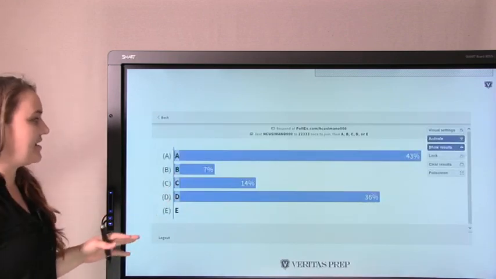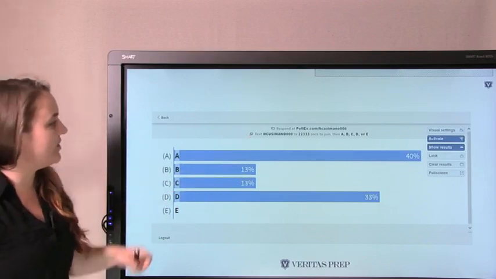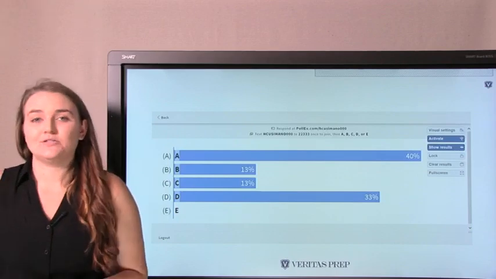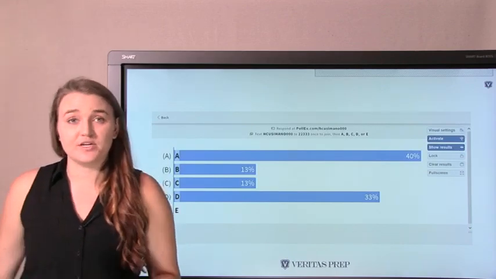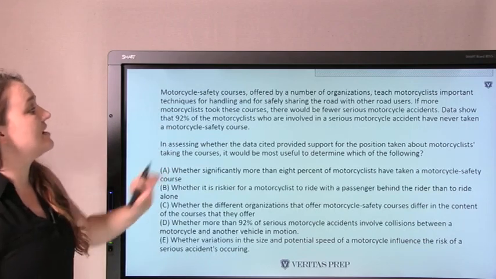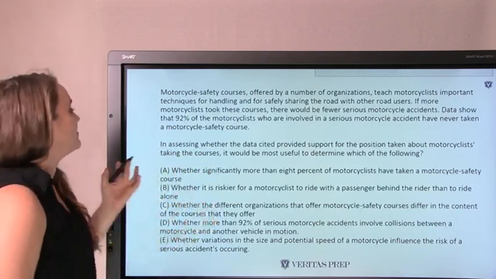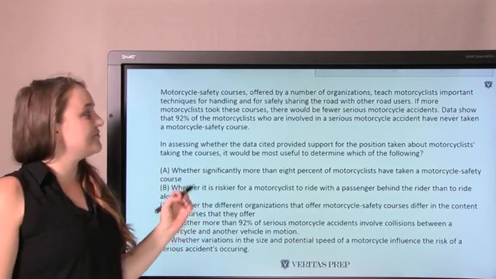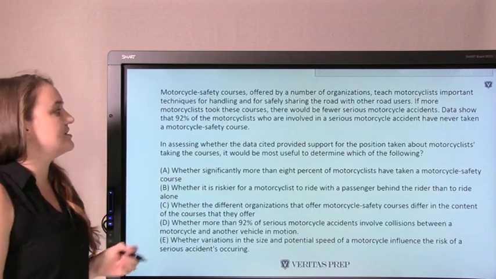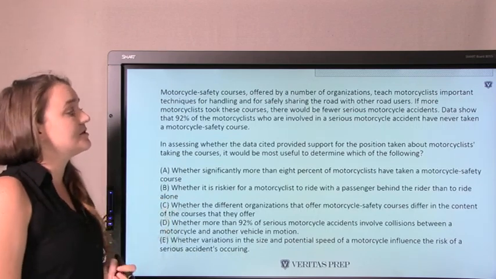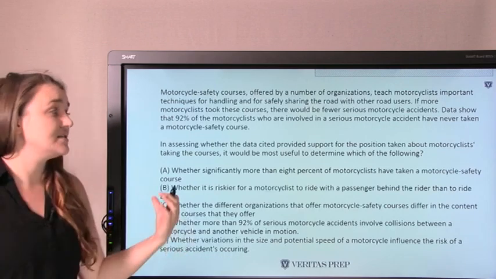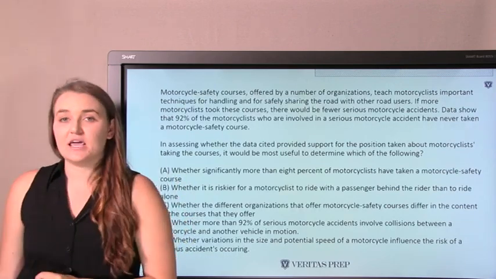So for those of you who participated, we have a little bit of a winning streak over on answer choice A, but some pretty frequently chosen answer choices kind of across the board. So let's make sure we chat through it. So we've got these motorcycle safety courses offered by a number of organizations that teach motorcyclists important techniques for handling and for safely sharing the road with other users. If more motorcyclists took these courses, there would be fewer serious motorcycle accidents. Data show that 92% of motorcyclists who are involved in a serious accident have never taken a course.